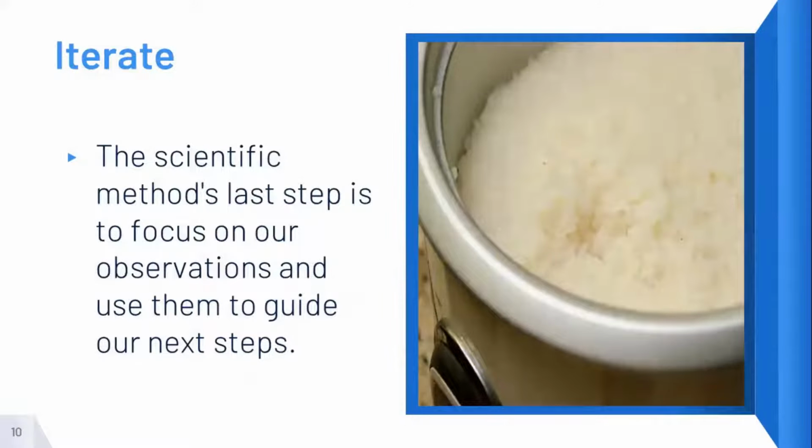Iterate. The scientific method's last step is to focus on our observations and use them to guide our next steps. In this case, we have 2 scenarios. First, the rice was cooked. Hypothesis is justified. Next, the rice will not cook. The hypothesis was not accepted.